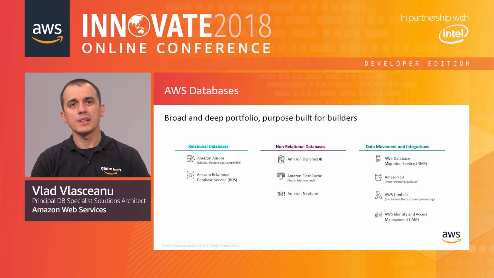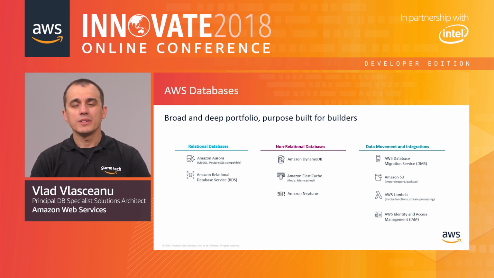We also have non-relational database services, the NoSQL type databases: Amazon DynamoDB, which is a really high throughput and high performance key value store or document store; Amazon Neptune, which is a graph database; and Amazon ElastiCache, which provides in-memory data storage services.